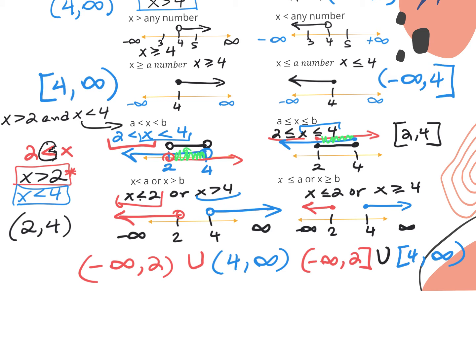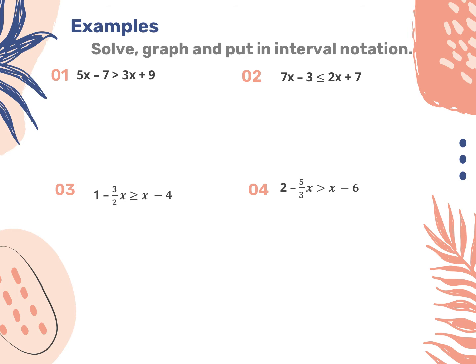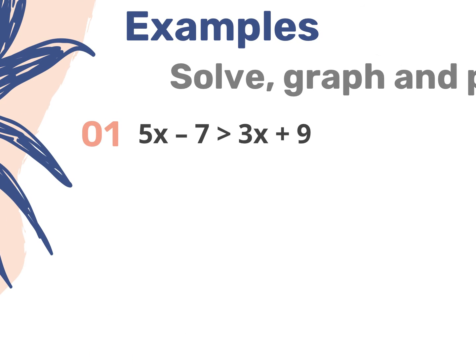Now we're just going to solve the inequalities. And then we're also going to graph them and write our answers in interval notation. Again, we're going to solve these inequalities just like if this were an equal sign in between. But we've got to remember to keep bringing that inequality symbol down.